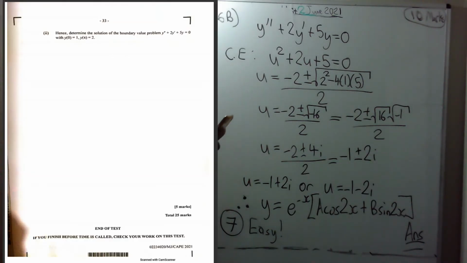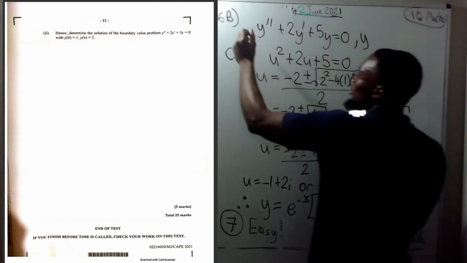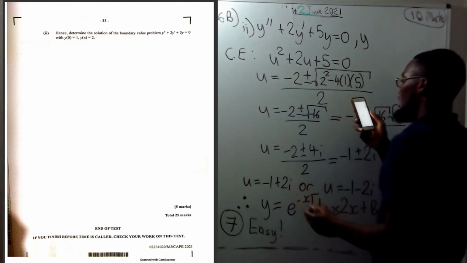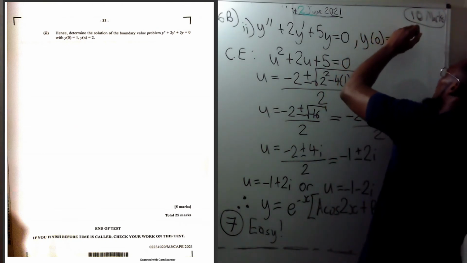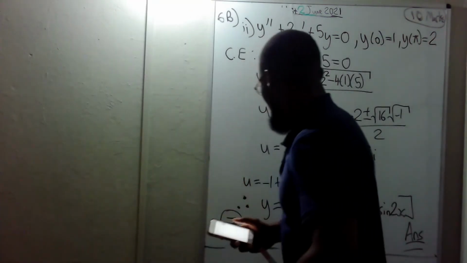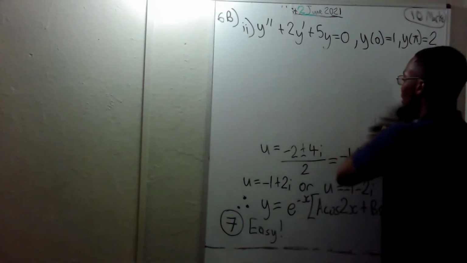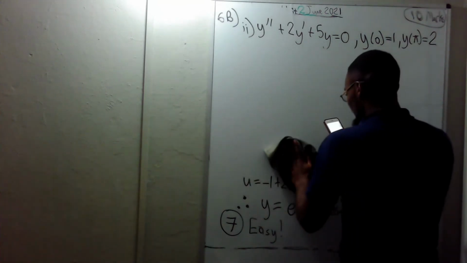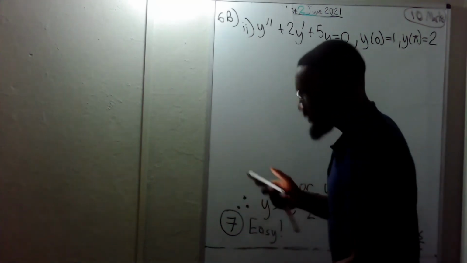The final part says, hence determine the solution of the boundary value problem with, for part 2, y of 0 equal to 1 and y of pi equal to 2. So we need to solve the boundary value problem. y of 0 equal to 1. Alright, so let's take that down right here.